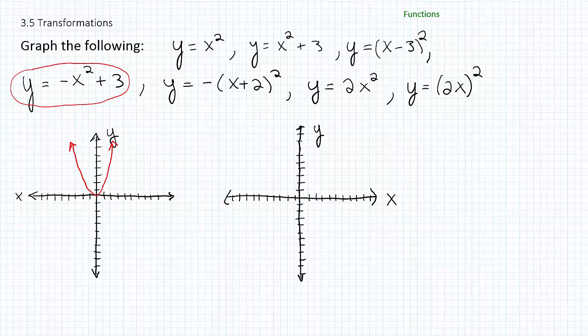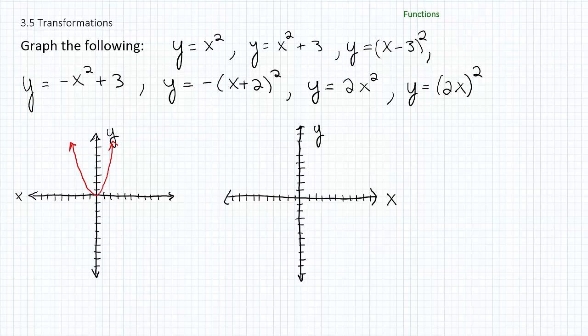So remember, a negative in front means it'll open down. The plus 3 means the vertex will rise 3 units again on the y-axis. So we're actually going to start here at y equals 3 and we're going to go down, right? So the parabola does like that. Again, so that's the sketch of our parabola, which is given by the function negative x squared plus 3. So we've moved our vertex up 3 units and we're opening down.